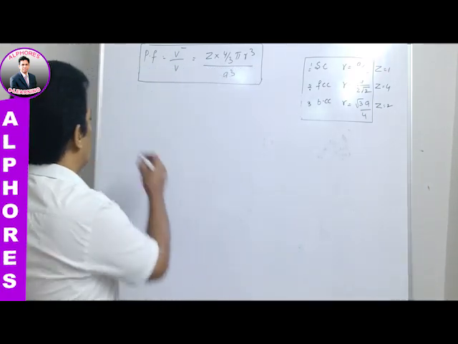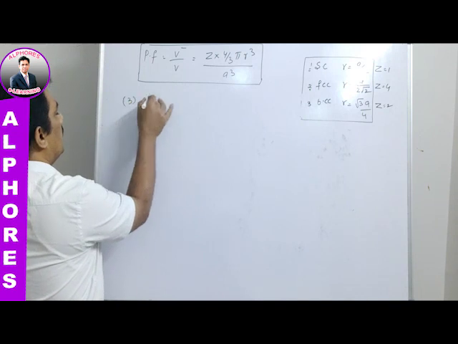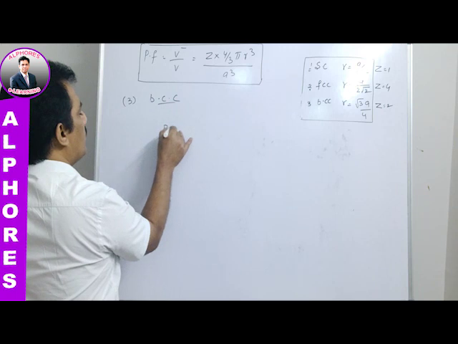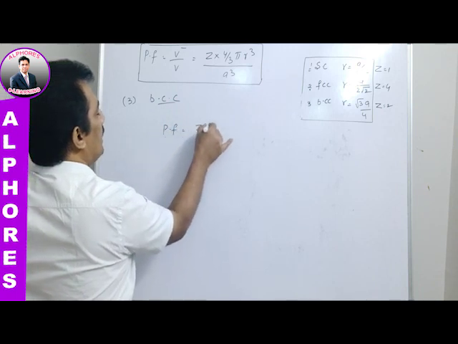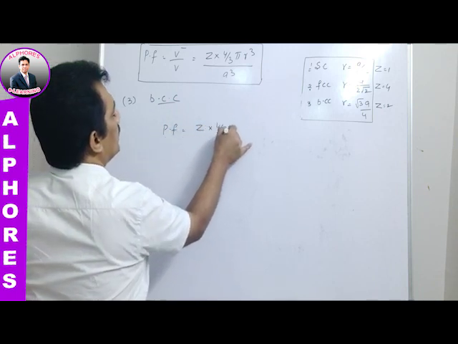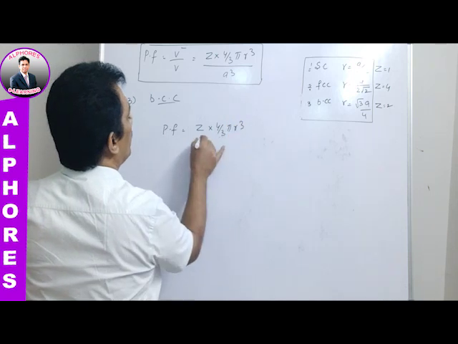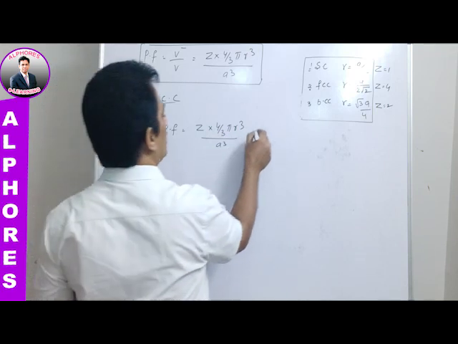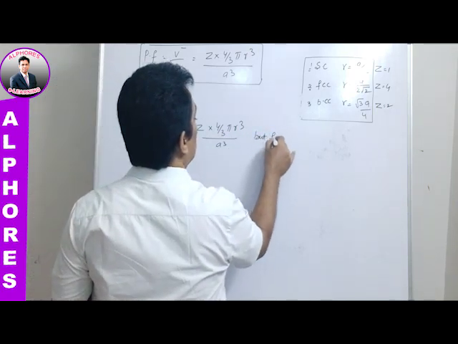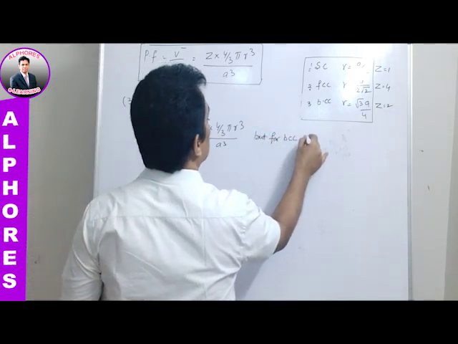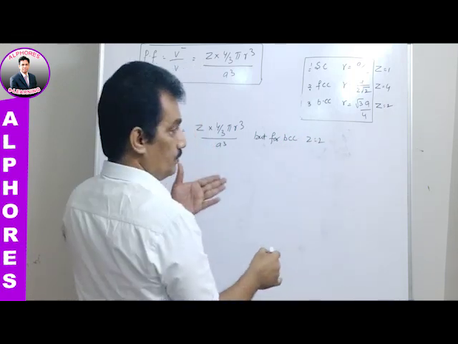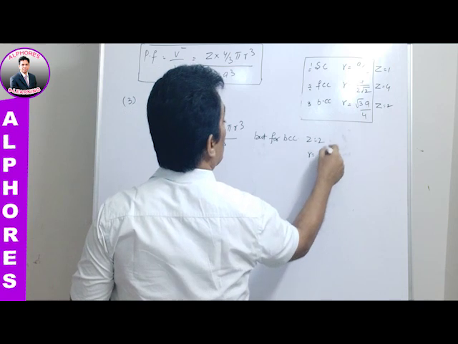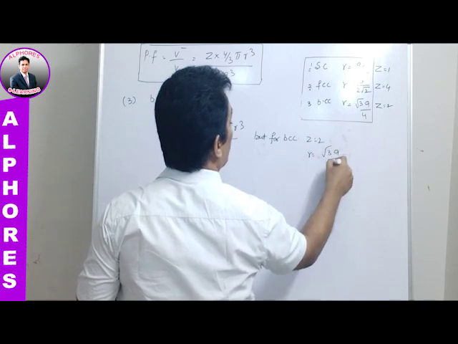Now let us go for the third one. It is BCC. Here again the packing fraction is nothing but Z into 4/3 πr³ by a³. But for BCC, Z is 2, already we know, and r is nothing but here we are getting √3a by 4.